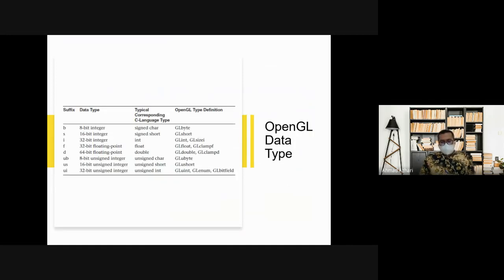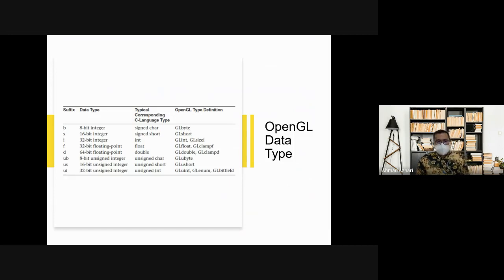So there are OpenGL data types. As you can see, data types start from integer, floating point, unsigned integer. You already know about this. 8-bit, 16-bit, 32-bit, 32-bit floating point, 64-bit floating point, 8-bit unsigned integer, and so on. When you learn the C language, these are also known as signed char, short, integer, float, double, unsigned char, unsigned short, unsigned integer.